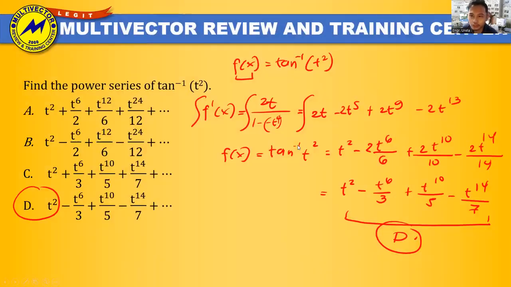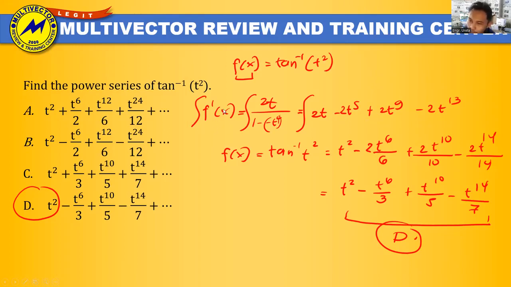Okay? So next page. Therefore, f prime of x is just equal to 2t all over 1 minus negative t raised to 4, which is the infinite sum of 2t minus negative 2t raised to 5 plus 2t raised to 9, and so on and so forth. Nagpapalit-palit lang yung sign ng ating operation. And nag-i-increase naman yung exponent natin ng 4.